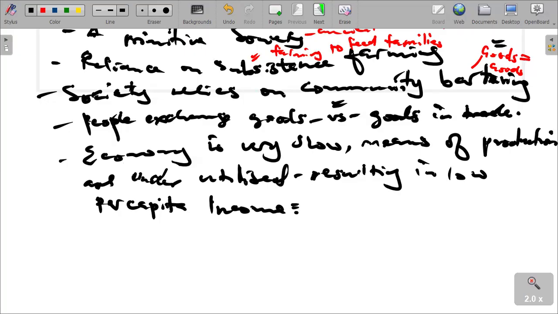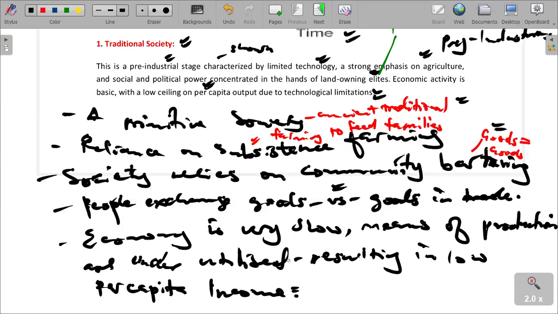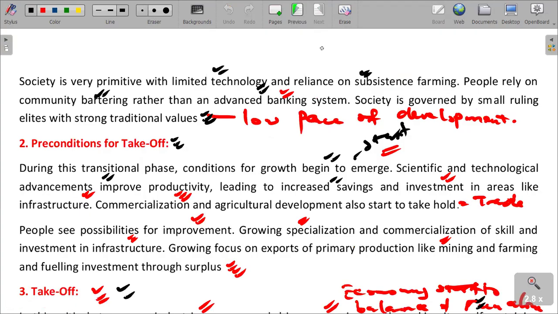People have low money because there is only subsistence farming that takes place there. People are producing only for themselves. There is no sale. So the household's income is quite low because they are so traditional. They are trading goods for goods. There is barter trade dominating the economies there. People rely on community bartering rather than advanced banking. So advanced banking does not exist.